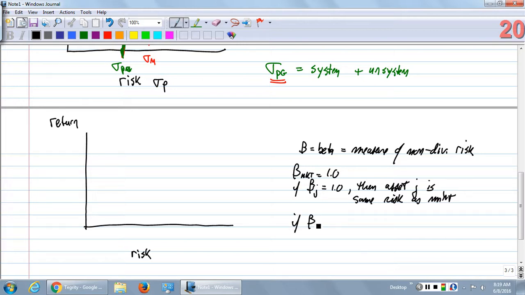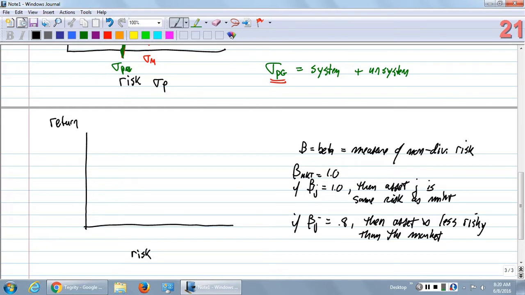Let's say the beta of stock J is 0.8. Then asset J is less risky than the market. If the beta is greater than 1, then asset J's risk is greater than the market risk.